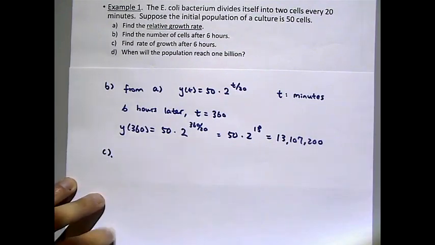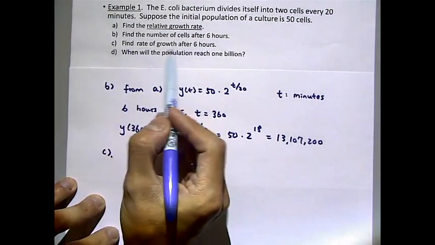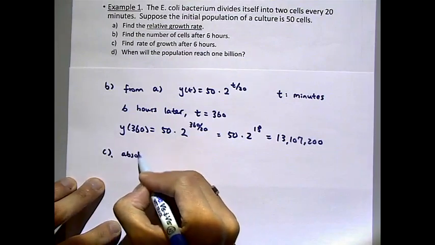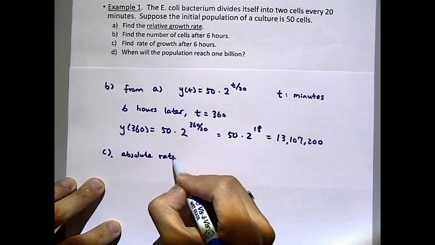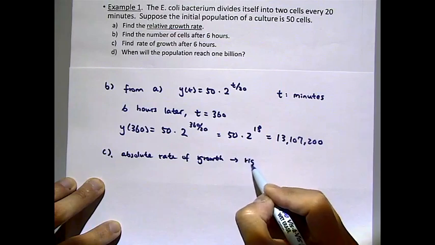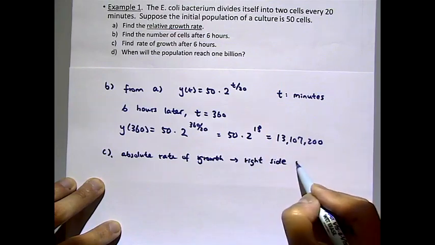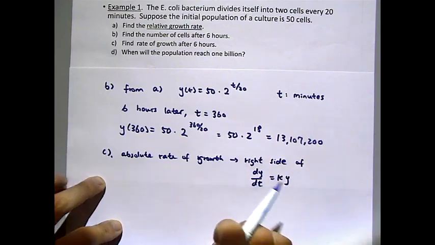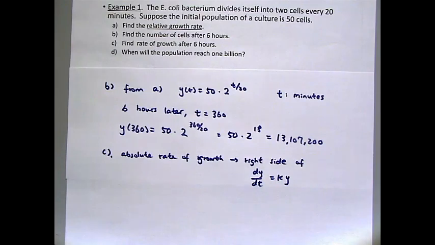We did most of the work in A already. Part C, rate of growth. This is the absolute rate of growth now. That's the right-hand side of the rate of change equation. K by itself is the relative growth rate. If you multiply that by the size at that time, that's the absolute growth rate. It's always 3.5% relative to the size, but what is the actual absolute size, rate of growth?